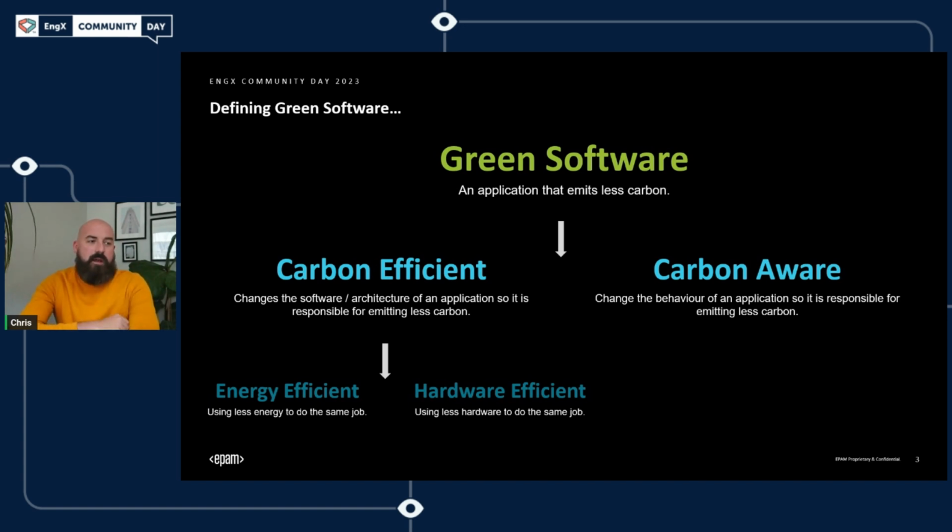And you can see we've got green software as an application that emits less carbon. That's the key part here, less carbon. This is not about removing carbon. It's not possible. And as we go through today, hopefully you'll get a benefit of that.